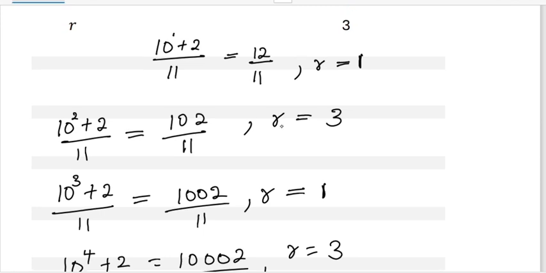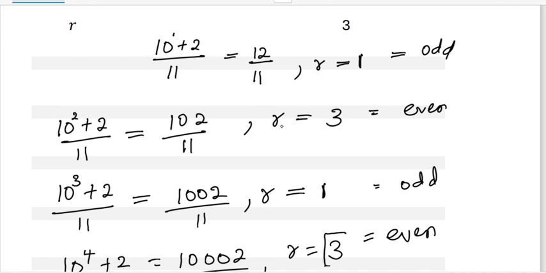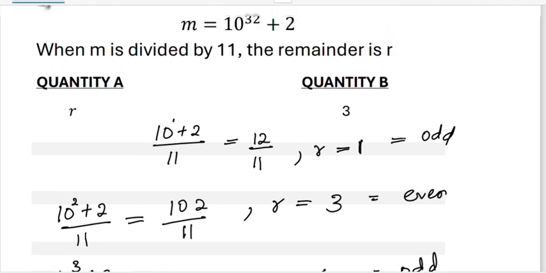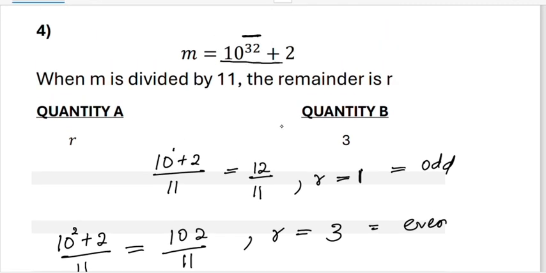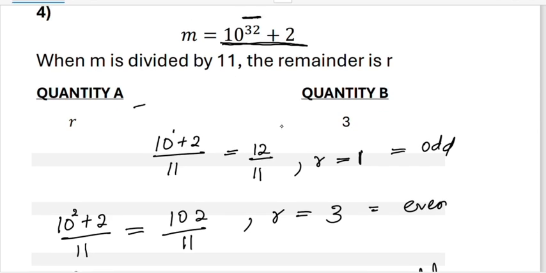And this is when 10 is raised to the power of 1, which is odd. Here it's an even exponent, the power of 2. This is odd. And this is even. So that simply means that if 10 is raised to the power of an even number, we are going to get 3. And if it's raised to the power of an odd number, it's going to be 1. And here our major problem is raised to the power of 32, which is even. So that means our remainder will be equal to 3. And 3 is equal to 3. So the quantity A and B, they are both equal. So our solution here is simply C.